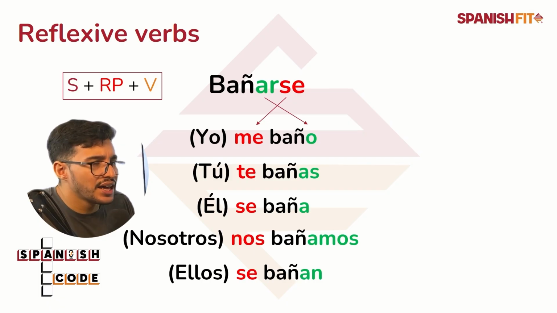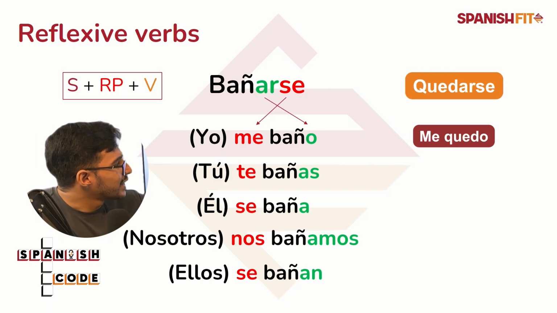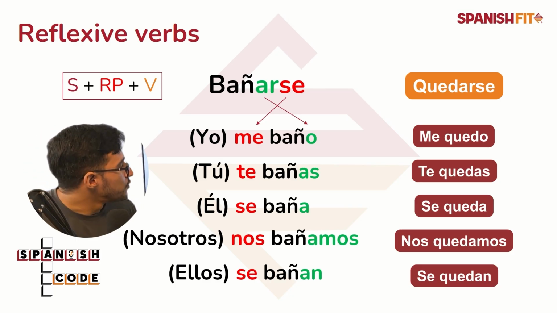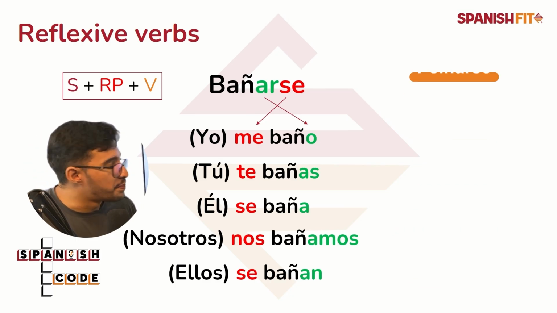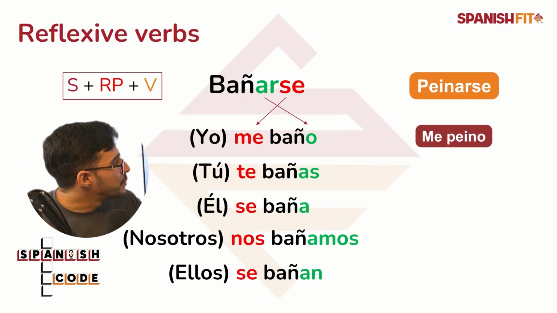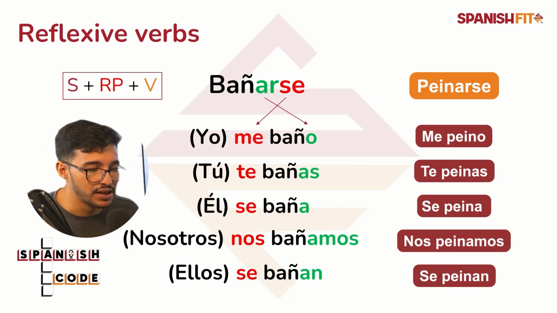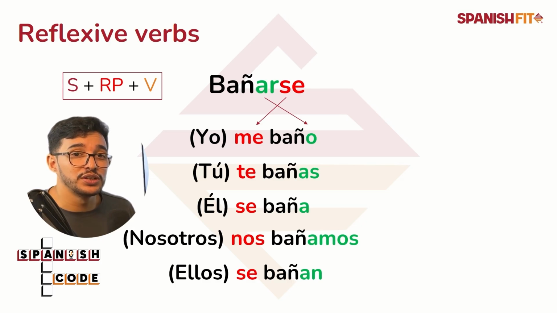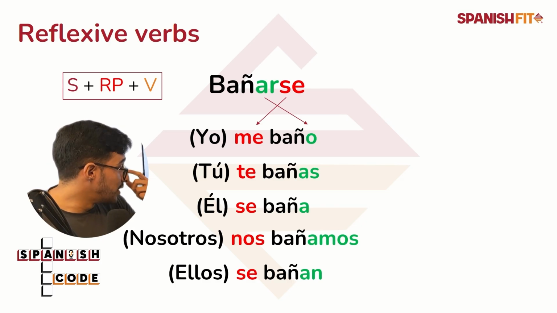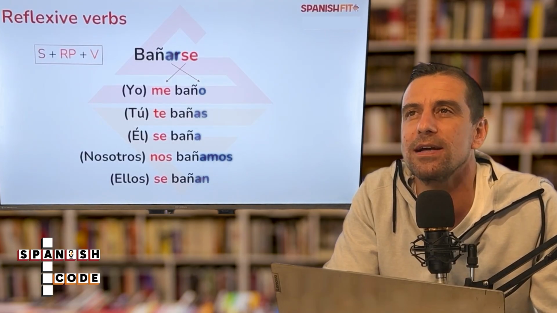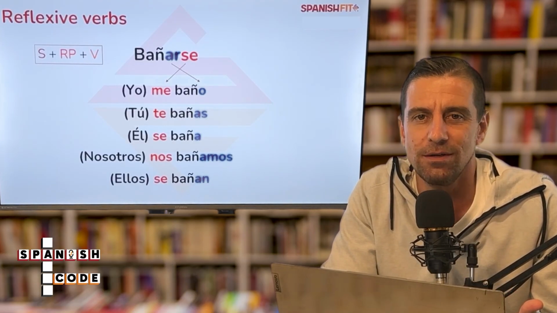If you're learning quedarse: me quedo, te quedas, se queda, nos quedamos, se quedan. If you're learning, I don't know, peinarse: me peino, te peinas, se peina, nos peinamos, se peinan. Yes, it's a new thing that you need to deal with. But also, a lot of the reflexive verbs are going to be irregular in the middle.